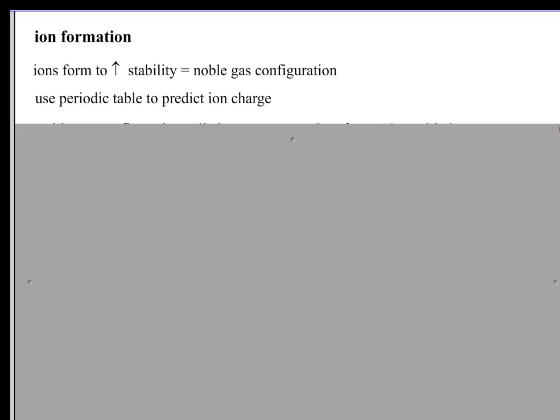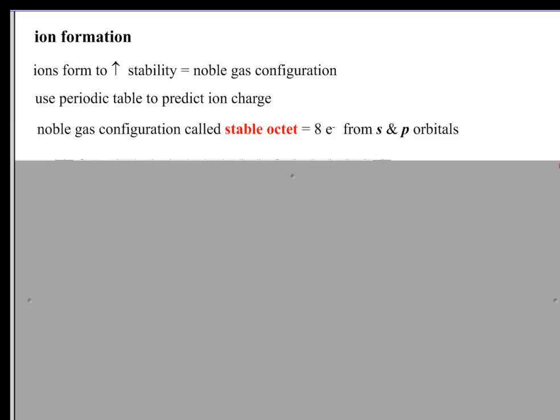Ions form in the first place because they want to become stable. If an atom is not particularly stable, it will more likely form an ion because ions have an electron arrangement that allows them to be stable. They have electrons in their p and their s orbitals, so they have a full octet. Noble gas configuration is another way of describing this full octet, and it's referred to as a stable octet. 8 electrons, 2 from the s orbital, 6 from the p orbital.